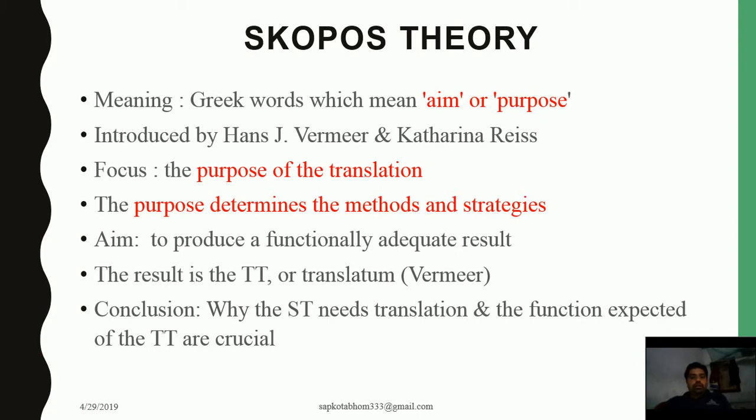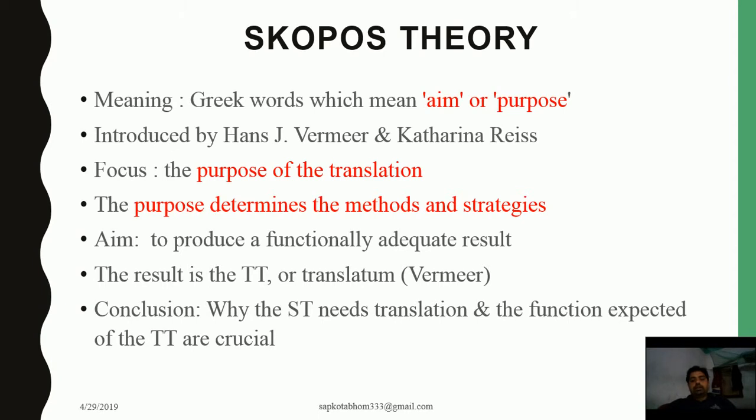Purpose might be academic, purpose might be educational, purpose might be business, etc. So the translator should be aware of the purpose of the translated text. The purpose determines the method and strategy. Translation methods and strategies are determined by what the purpose of the translation is. So the translator should be aware of the purpose, which directly determines the methods and strategies in the translation. The main aim of this Skopos theory is to produce a functionally adequate result. This is the major concern. Functionally sufficient results are the focus.